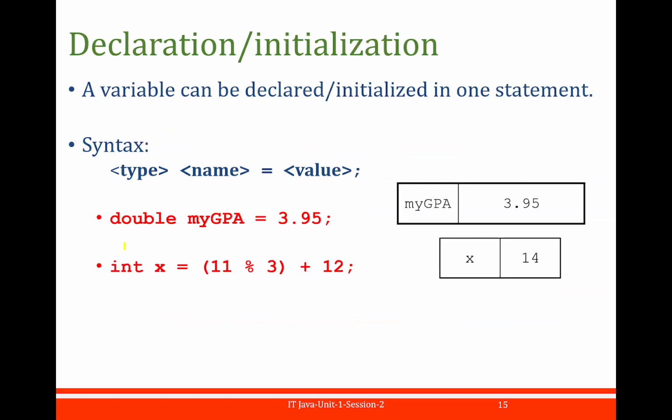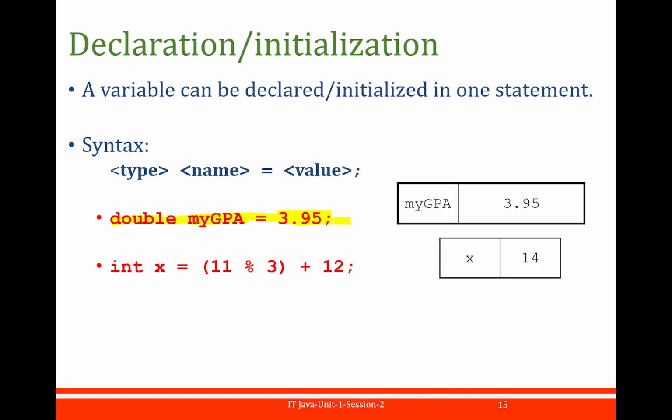So like this, here we have done the declaration and initialization in a single line. Here double is the data type followed by the variable name. The variable name we have used is my GPA, and we have assigned some float value here, and we have done both declaration as well as initialization in the same line.